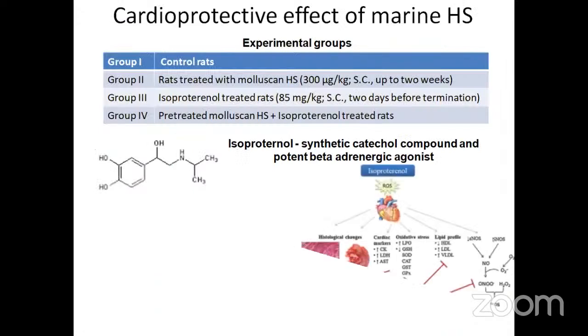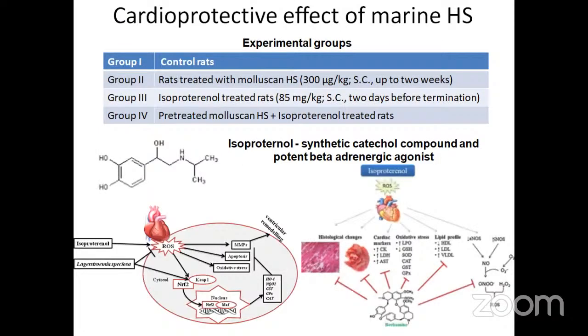In the lab, we have tested the cardioprotective effect of this low molecular weight heparin by inducing isoproterenol, a damaging agent in the heart. The mechanism of isoproterenol is that it generates reactive oxygen species, and this causes single cell defects in the myocardium.